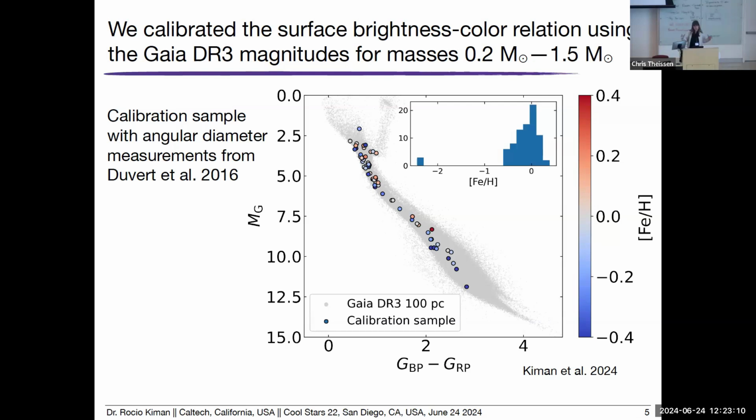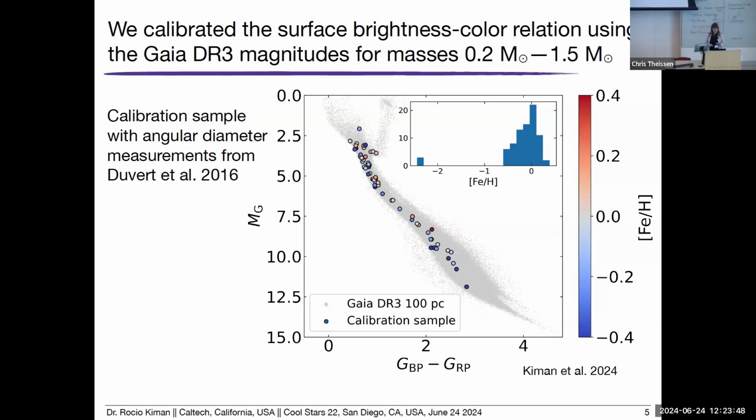So what we did was to grab a sample of stars with angular diameter measurements from Duvert 2016 and cross-match that with Gaia DR3 to take advantage of this amazing catalog that is Gaia. So here I'm showing you in the y-axis the absolute magnitude in K and the BP minus RP color in the x-axis. The sample of stars with angular diameter measurements is color-coded by metallicity, and is overplotted on top of the 100 parsec sample from Gaia. And in the small frame at the top is the distribution of metallicities of this sample.